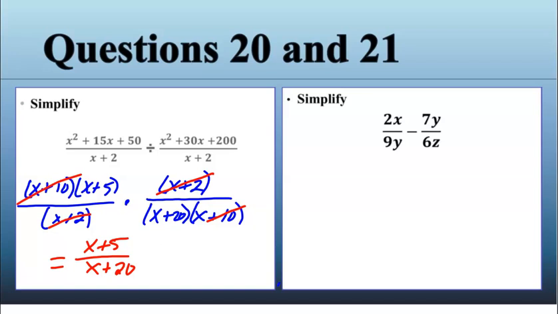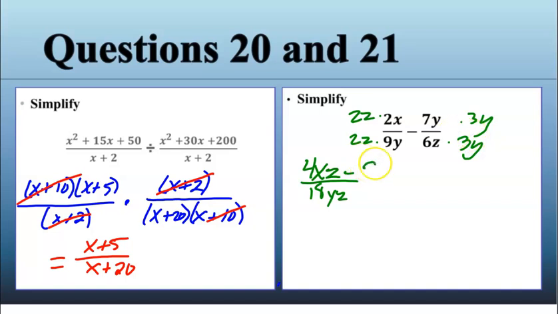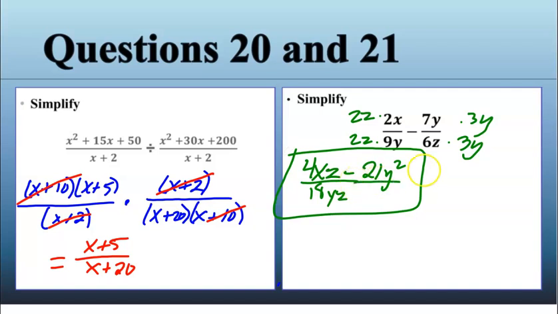Next, we're simplifying here. When we're subtracting, treat these like fractions. I need common denominators. Common denominator of both is 18yz. So this one I need a 2z. So multiply the top and bottom by 2z. That gives me 4xz minus, over here I multiply by 3y. That gives us 21y squared. So this would be my answer for that subtraction problem. There is no common factor amongst all three terms.